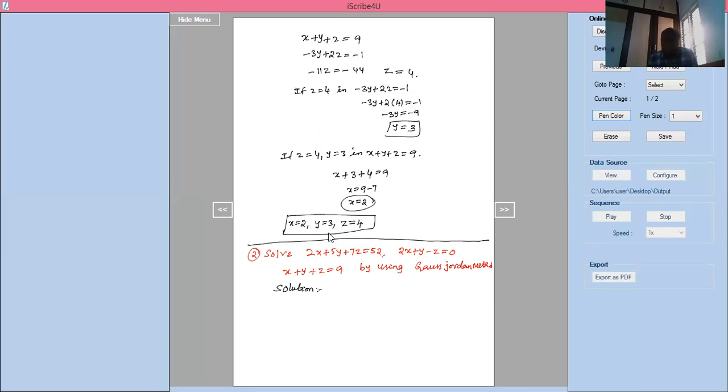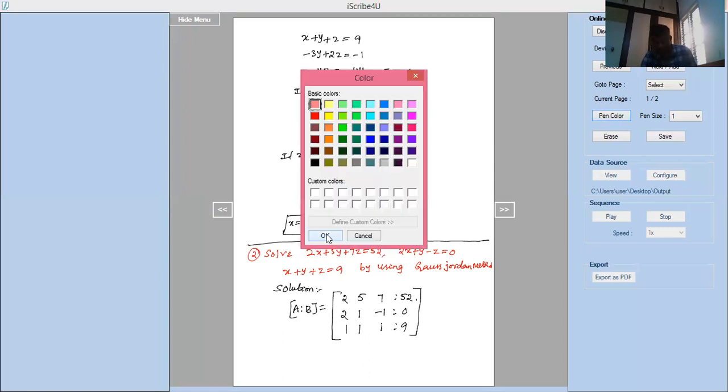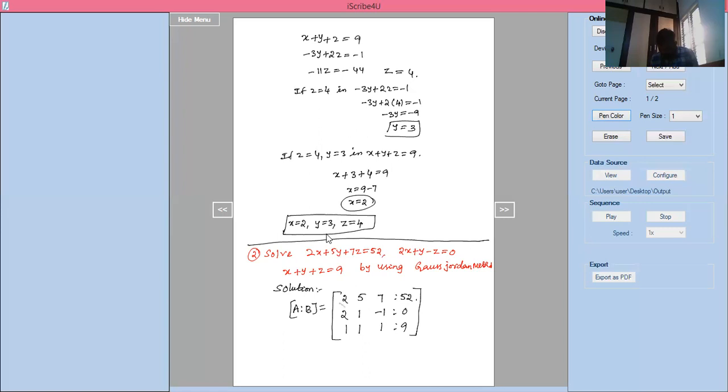We will write the given matrix A augmented with B: 2, 5, 7 augmented with 52; 2, 1, minus 1 augmented with 0; 1, 1, 1 augmented with 9. This is the given matrix. For this matrix, first we identify the principal diagonal elements, and below and above the principal diagonal elements, we will make 0. In the first step, I will make the first column elements 0. In the second step, I can make the second column elements 0.